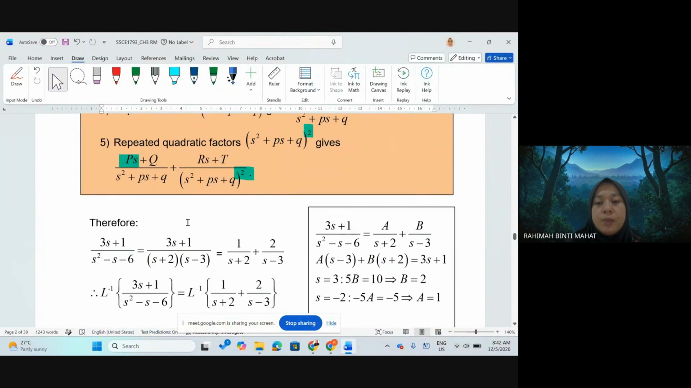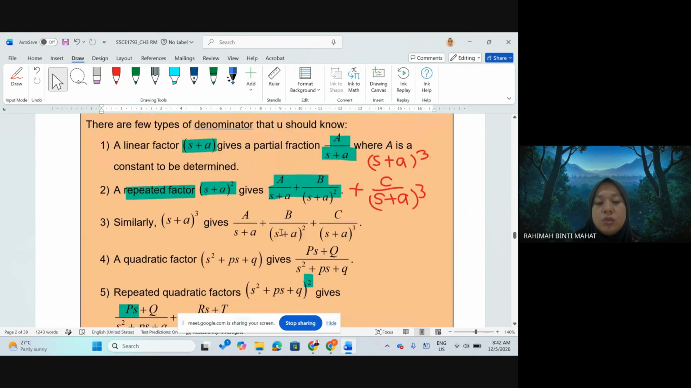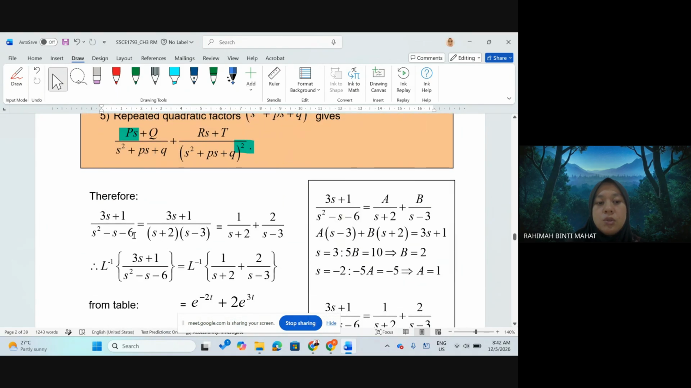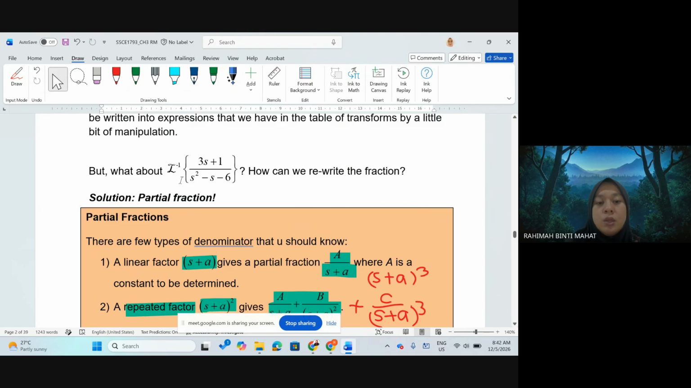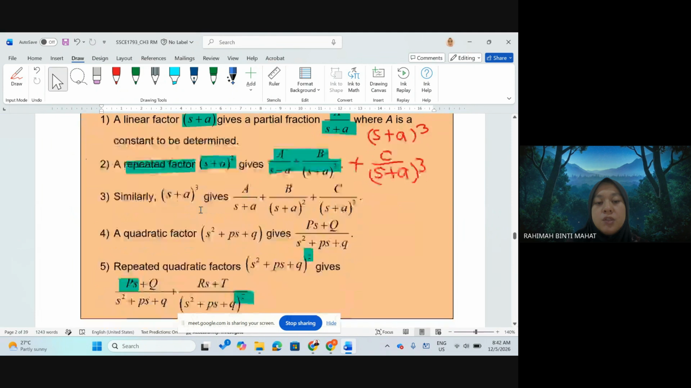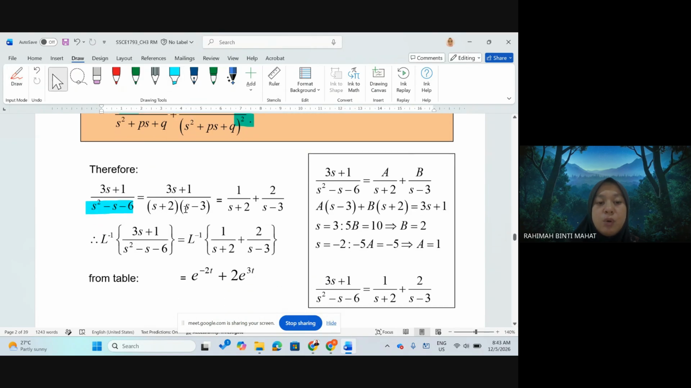Okay, so we go to this one. You also need to know this basic knowledge. Therefore, if you want to solve this one, you need to find the partial fraction first. So 3s plus 1 over s squared minus s minus 6. Try to factorize the denominator first. If you can completely factorize, it is easier for you to solve the problem. So you get s plus 2, s minus 3 from the factorization.